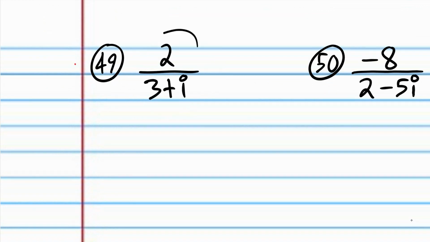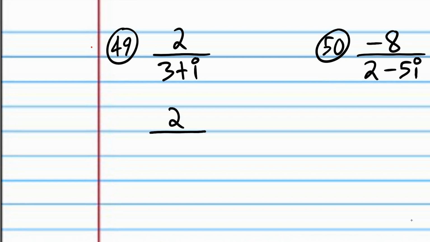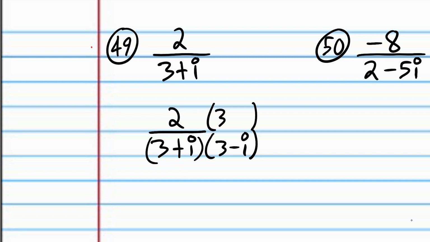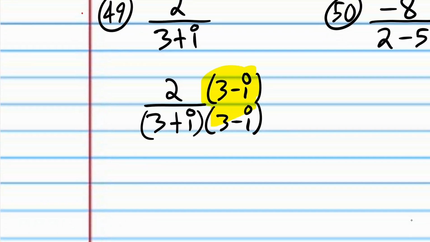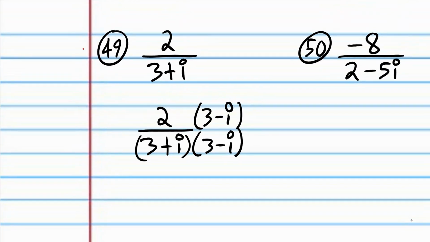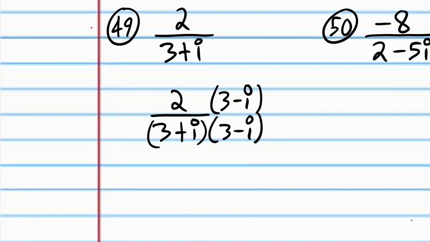So we can actually turn this whole thing into a plus bi form by getting rid of the i in the denominator. And guess what? We're going to get rid of that i in the denominator the same way we got rid of the root in the denominator. We're going to do a trick. We're going to multiply 3 minus i on both sides of the fraction. Now, how come we have to do it on both sides? Well, because that's the fundamental principle of fractions. Remember, you can't just multiply the denominator. You have to multiply both the numerator and the denominator, or the fraction is going to change. It's not going to be equivalent anymore.